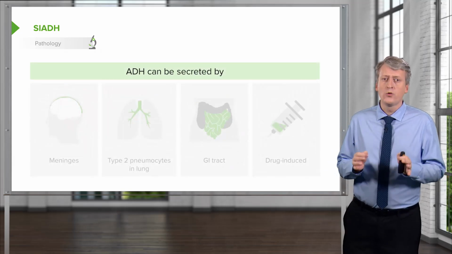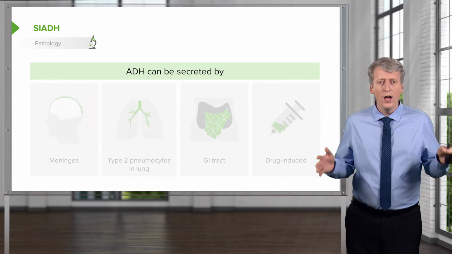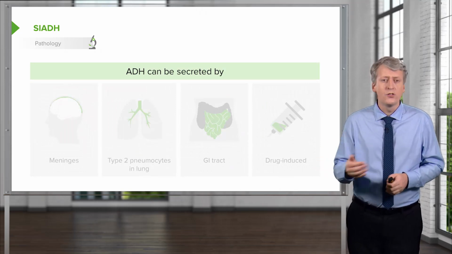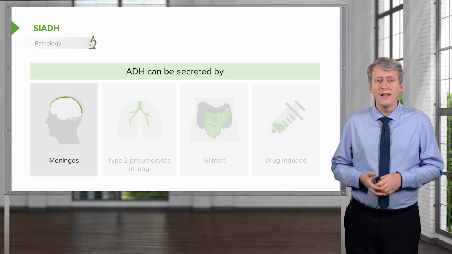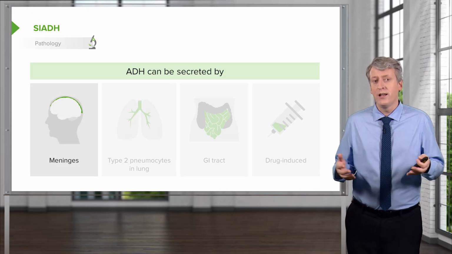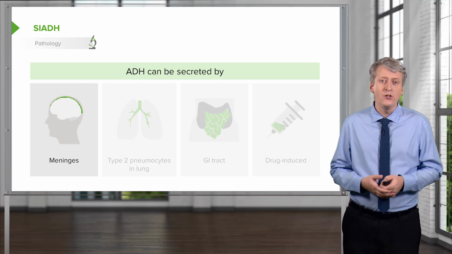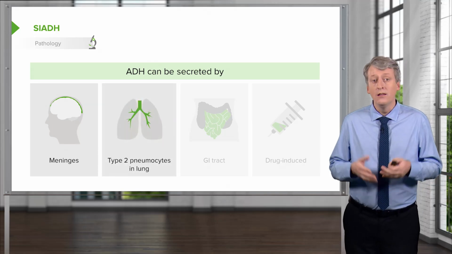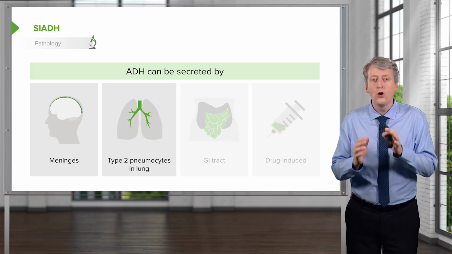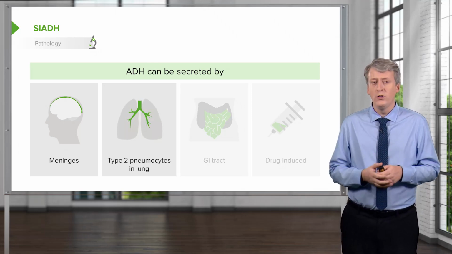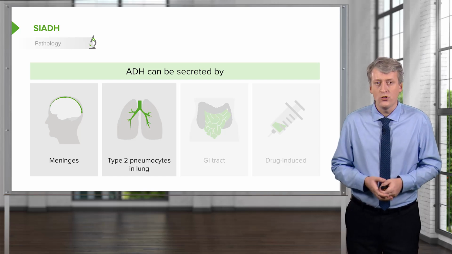ADH can be secreted by not just your pituitary. It's secreted by a host of other cells as well, and usually in certain pathologic settings. For example, the brain will secrete ADH when there is irritation of the meninges. So we may see ADH in meningitis. In the lung, the type 2 pneumocyte produces ADH. We commonly see patients with a bad pneumonia having low sodiums as a result of too much SIADH.